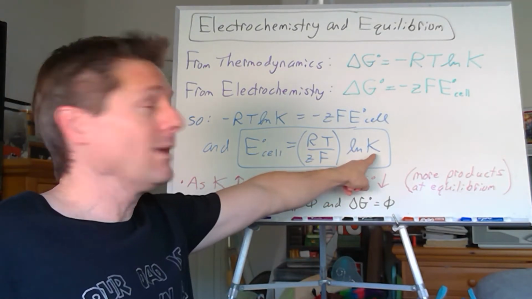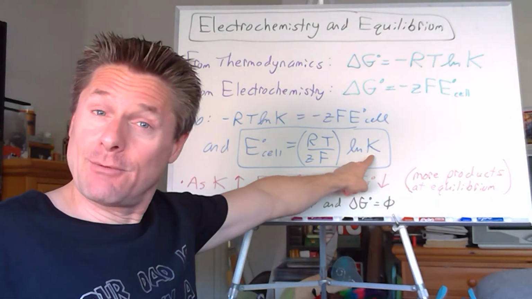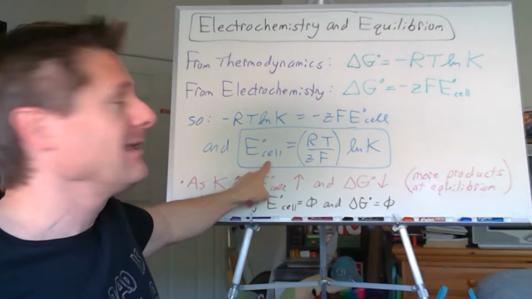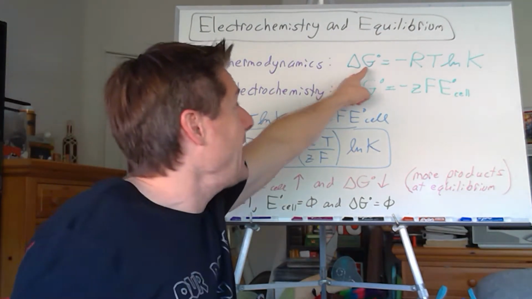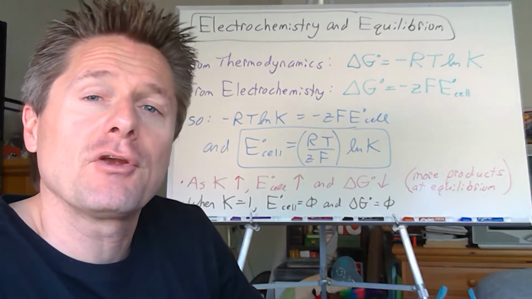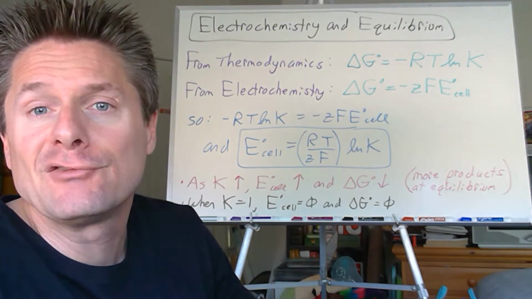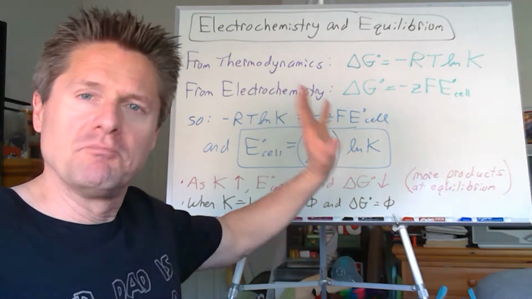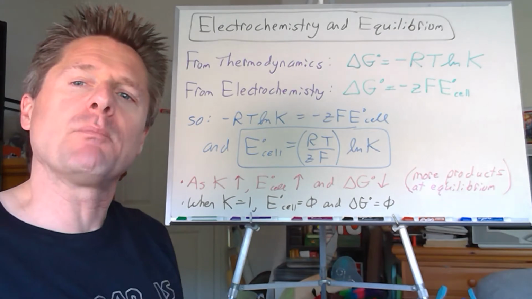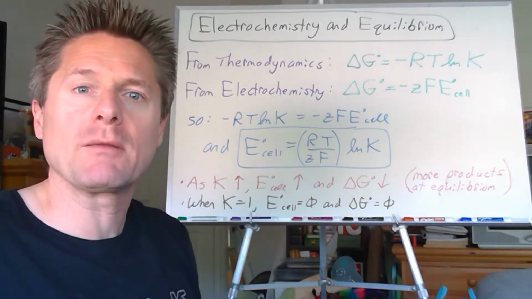But really weird, what's the log of 1? It's 0. So if K is equal to 1, the cell potential at standard conditions goes to 0, and the Gibbs free energy change at standard conditions also goes to 0. Interesting. Not like that's ever going to probably happen, but let me put this in some graphics and then we'll do an example problem for you. Nice, quick, but important.